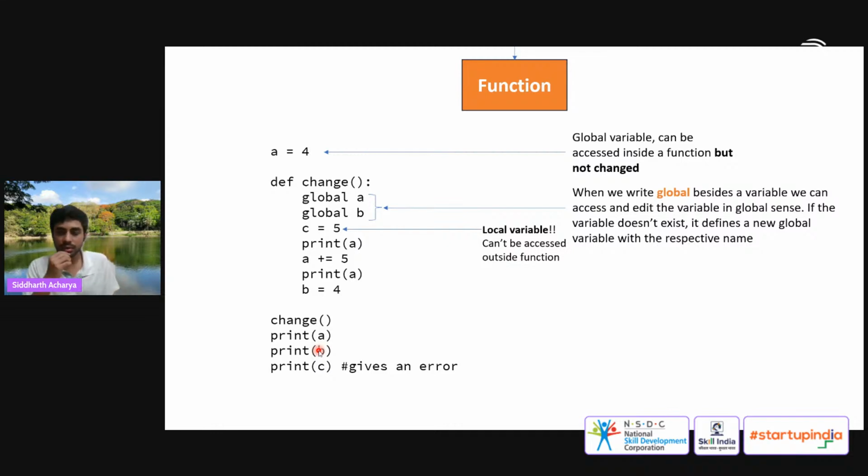Beyond this, there is nothing. That was the only concept, local and global variables. This is pretty important. I would say that many of the bugs come because people mess up global and local variables. So, this is what I was saying, this print C should give you an error.